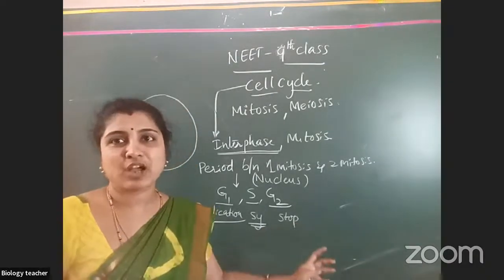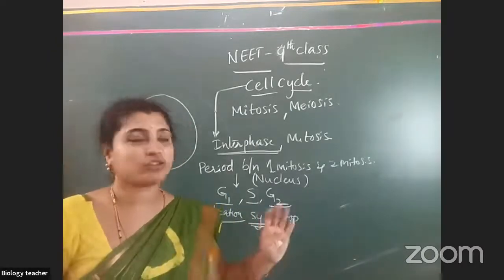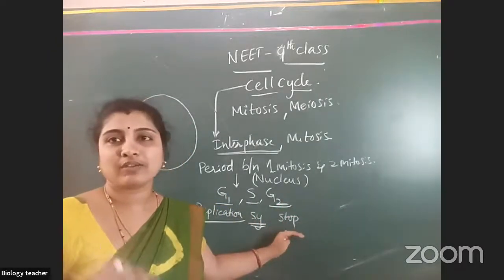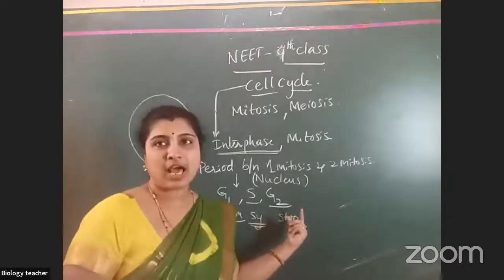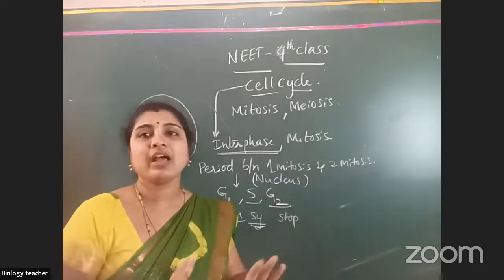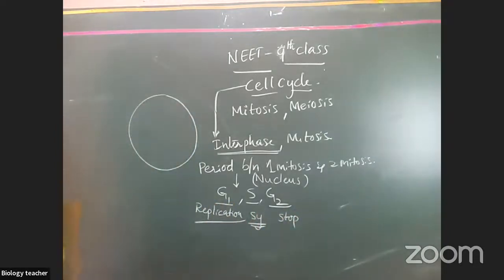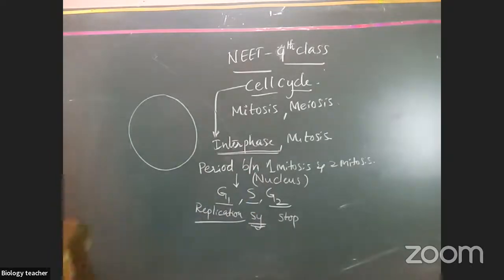In this phase, what is stopping? One original and one duplicate, one original and one duplicate. So in our women's cell, 46 pairs of chromosomes are produced at the end of the synthesis. In the G2 phase, they stop duplicating. So this is what happens in interphase. Please make a chart and write it in your notes again.